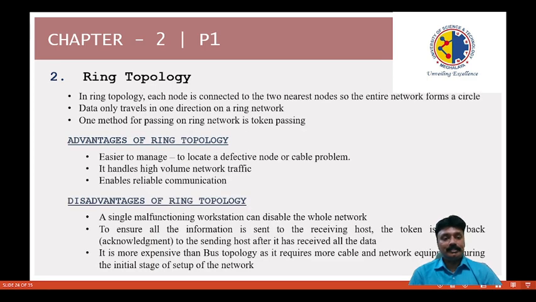So in ring topology, each node is connected to the two nearest nodes. So the entire network forms a circle. Data only travels in one direction on a ring network. It's a kind of ring pattern, ring network. One method for passing on a ring network is token passing.